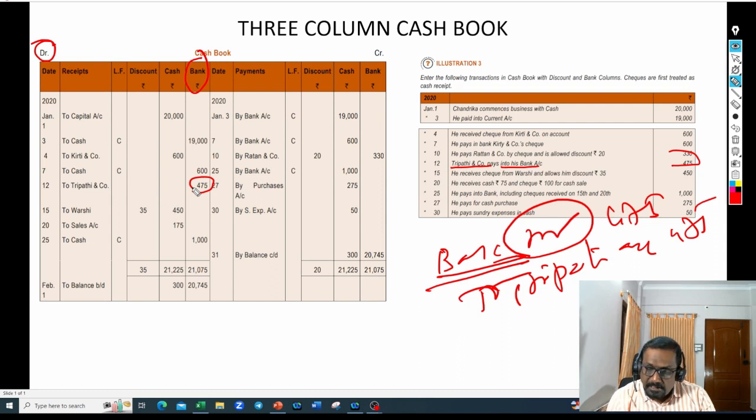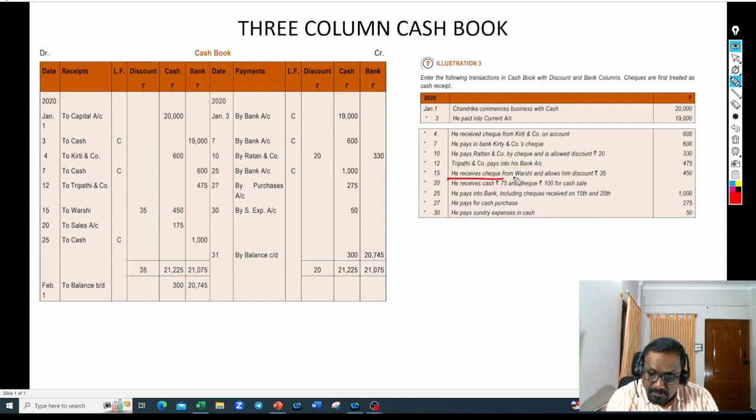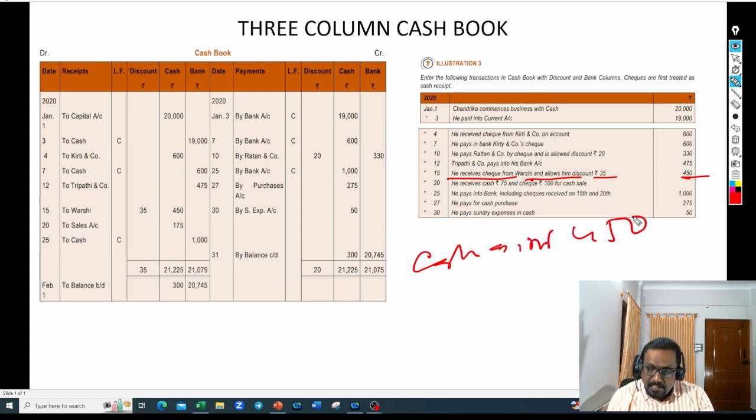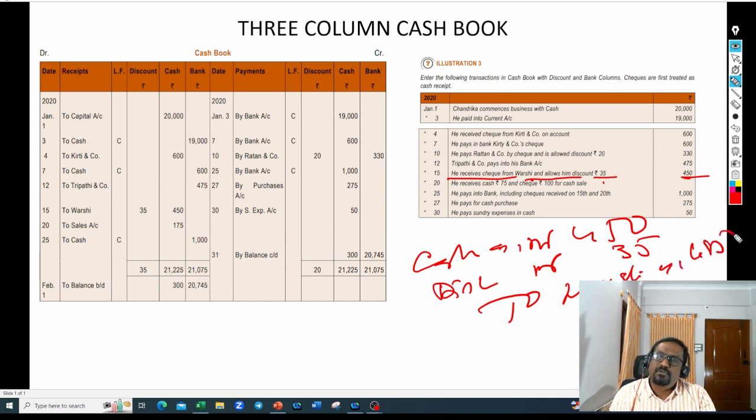Clear? Next, he received a check from Varshi and allows him a discount of 35 rupees. So we received a check. When we receive a check, what do we consider? We consider that as cash. So cash account debit 450, and how much discount did we give? 35 rupees discount we have given. Discount allowed is an expenditure. So discount allowed debit 35 rupees, and to Varshi account 485 rupees. This is the entry.